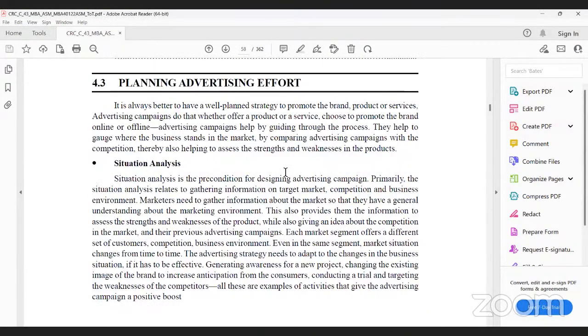So now we move to 4.3, planning for advertising effort. So situation analysis. For a marketing campaign, planning is required. So when to give, how to give, which media to select, and what is the best time for our target customers. They analyze so many factors, and finally they decide on giving the advertisement. There is also some help to assess the strengths and weaknesses of the products. The situation analysis is the precondition for designing an advertising campaign, right?